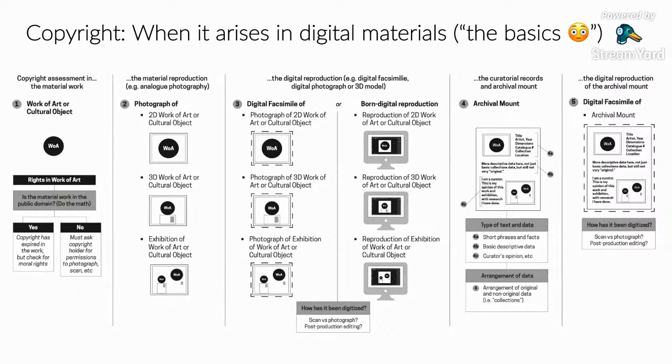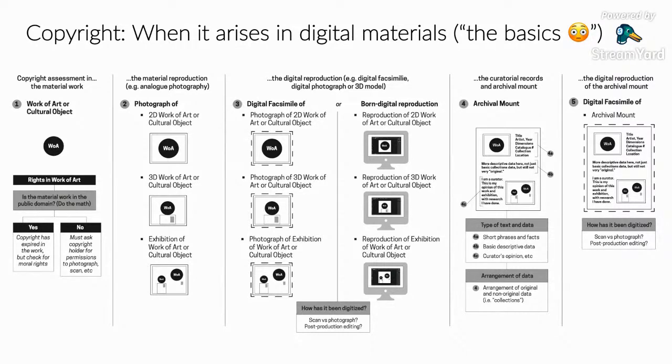So for example, if we think about this in terms of this flowchart, all the way to the left, we can see that we have the work itself, so the work of art or the cultural object. And the first question that we would ask before we digitize it is whether or not the underlying work is in the public domain. And if so, there's relatively little risk to reproducing that work.